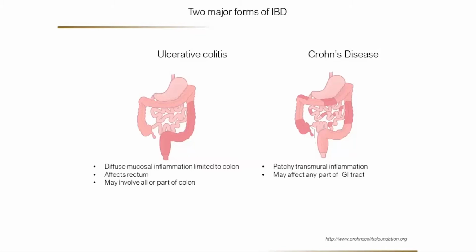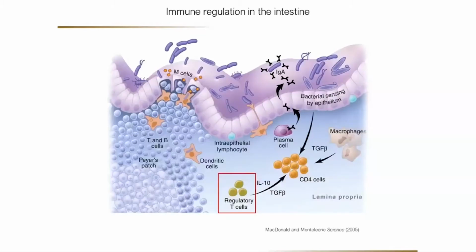But what is common to both of these diseases is, again, this inappropriate or overactive immune response in the intestine. While this is really an oversimplified representation of the mucosal immune system, what I want to draw your attention to for this talk is centered on a type of immune cell called a regulatory T cell, or Tregs. These cells are critical regulators of effector immune responses, not just in the intestines, but other parts of the body as well.